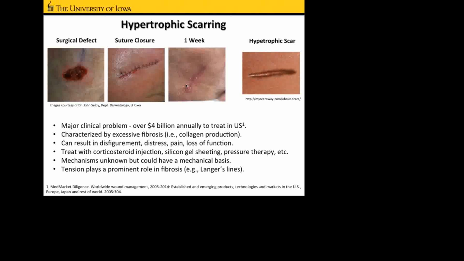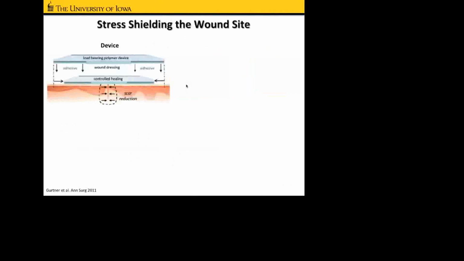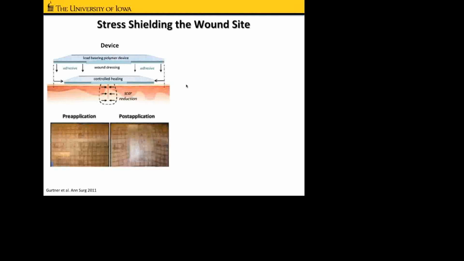Now, some recent work by Gertner and several colleagues at Stanford that I think is very interesting and pretty exciting is they took this idea about reducing tension in the wound site and tried to rectify that by using a load-bearing polymeric device and applying it over the wound site to reduce or change the mechanical environment. And what you can see down here is a grid that's on, I think, a pig, and then you can see when they put this device on it, what it does is it basically brings the tissue together and puts it in compression.